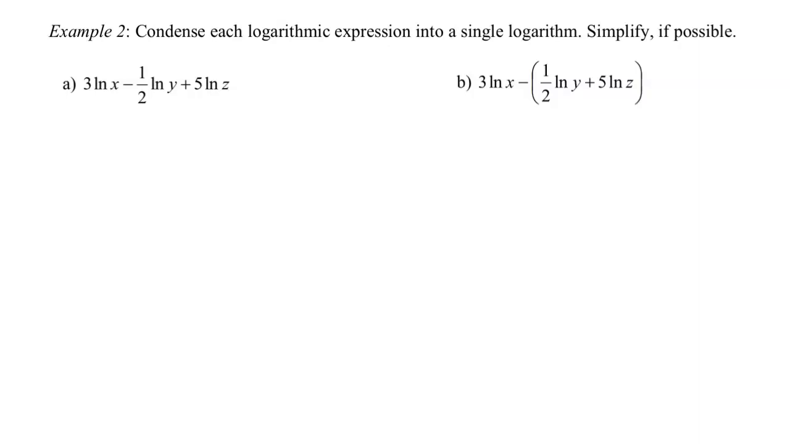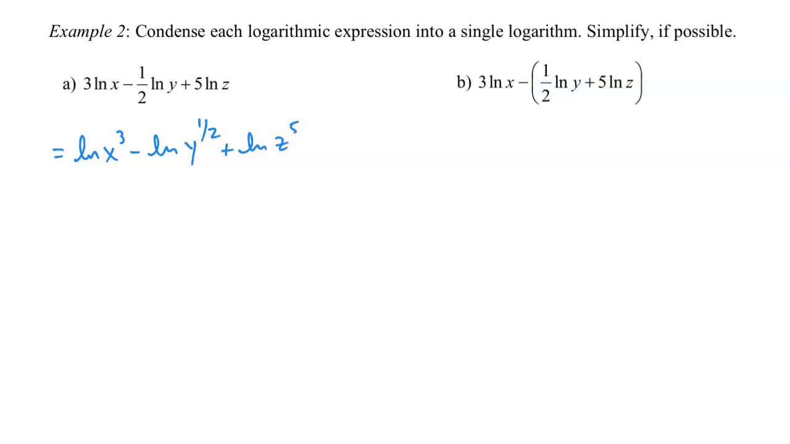Okay, so as I said here in example 2, we're going to focus on condensing logarithmic expressions into a single logarithm. And so we're essentially just going backwards from what we just did. And so what you want to always do first is use the power rule to move any coefficients and make them exponents. And so for that first term, I'm going to have the natural log of x cubed minus the natural log of y to the 1/2 plus the natural log of z raised to the 5th.